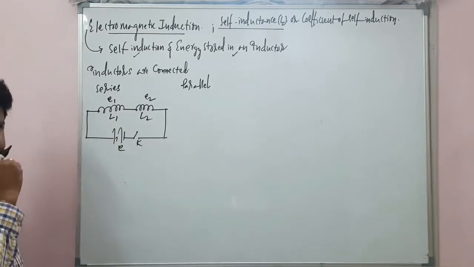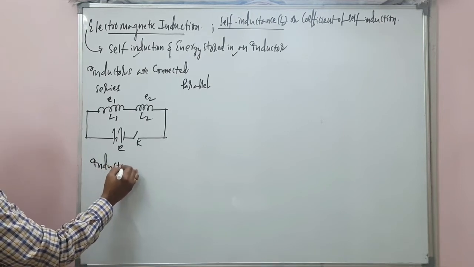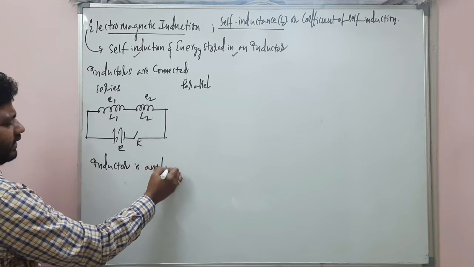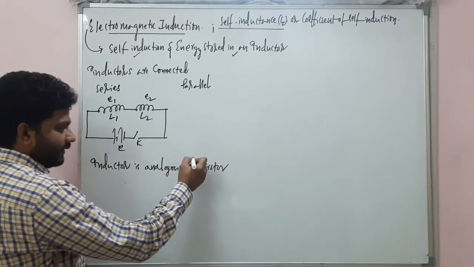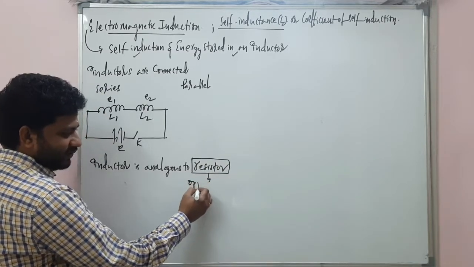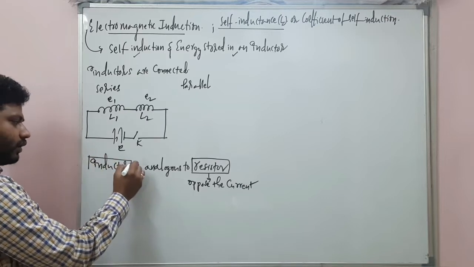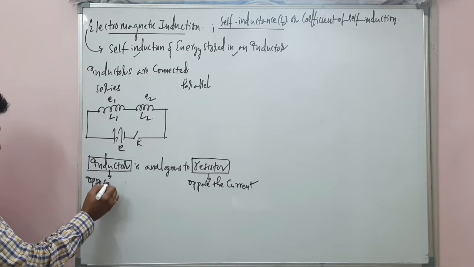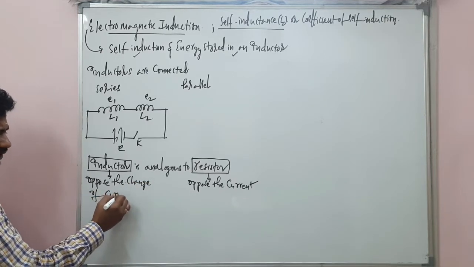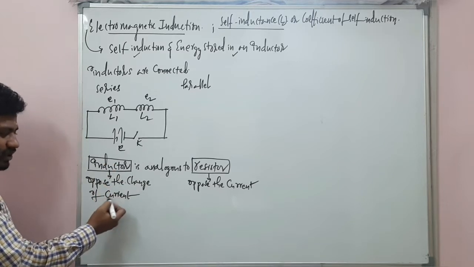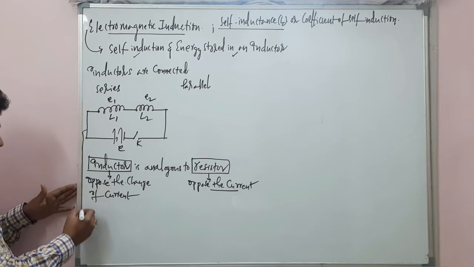Now, here what you should understand. And before moving to this, let me tell you one important thing. Inductor is analogous to resistor, yes or no? I've told you clearly in the last class. Resistor will oppose the current. Simple. Inductor also will oppose, but it opposes the change of current. So that's the main difference, my dear children. Inductor will oppose the change of current, resistor will oppose the current. That's it.